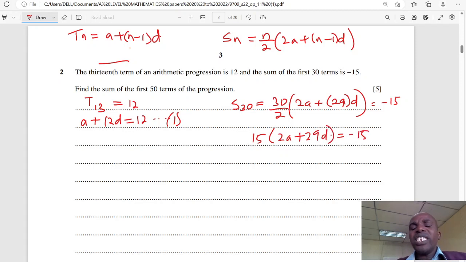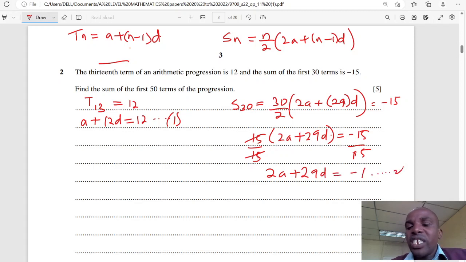Right? This one, instead of removing the brackets, you can just divide by 15 both sides. So since 15 is multiplying, just divide. You'll be left with 2a plus 29d is equal to negative 1. This will be another equation, equation number 2.